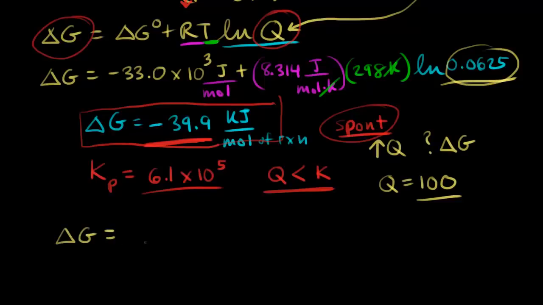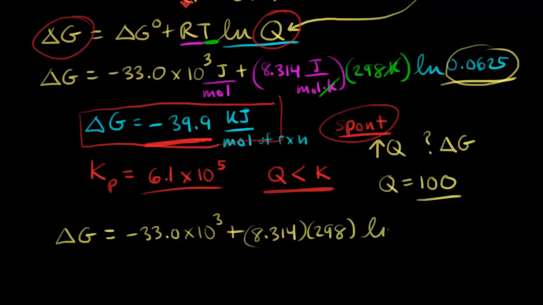Delta G is equal to negative 33.0 times 10 to the third. Actually, let's just leave out units to give us a little bit more room. That's delta G0, plus 8.314, our gas constant, times our temperature. We're still at 298 K. The only difference now is we're substituting 100 in for Q. So we've increased the value for Q. What happens to delta G?